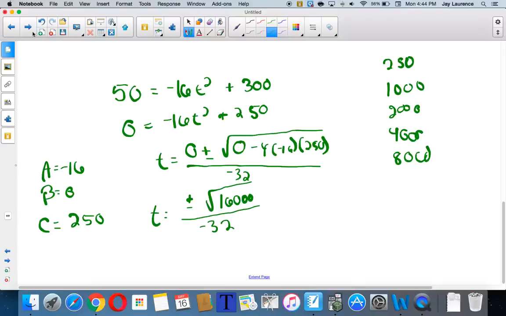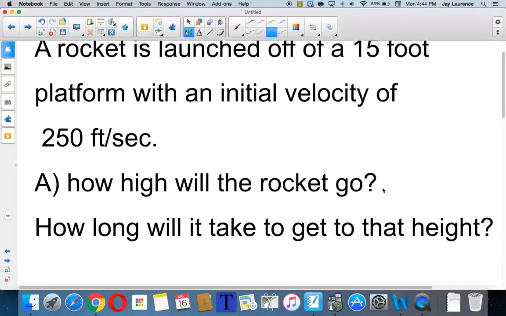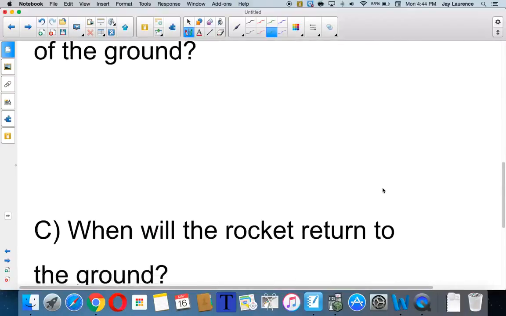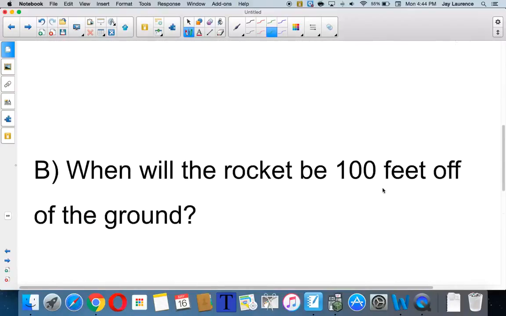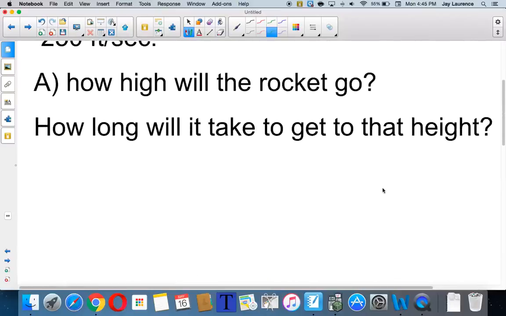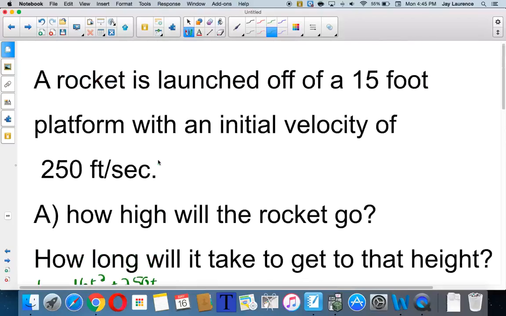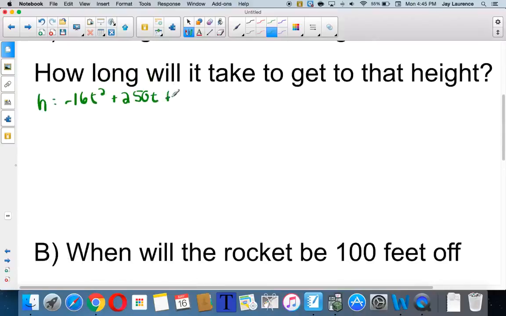All right, so let's see what else we got over here. A rocket being launched off a 15-foot platform with initial velocity of 250 feet per second. How high does it go? How long does it take to get to that height? When will the rocket be 100 feet off the ground, and when will it hit the ground? So, again, it's all about that equation. So, let's see here. H equals negative 16 t squared plus 250t. Is it launched off the ground? Nope, 15-foot platform plus 15.